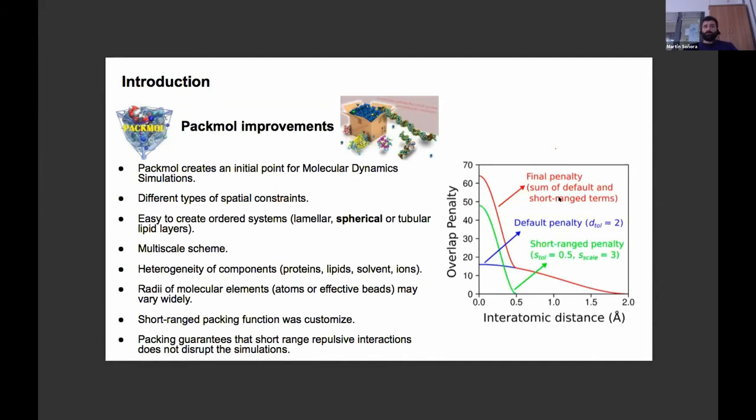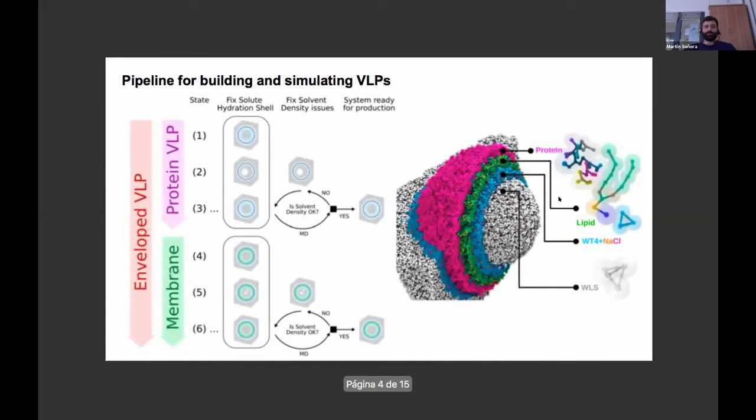So this kind of packaging guarantees that short range repulsive interactions don't disturb the simulations. This scheme here represents the pipeline for building and simulating enveloped VLP systems at multiscale resolution. In the left panel, I am showing the stepwise protocol for calibrating enveloped VLP.